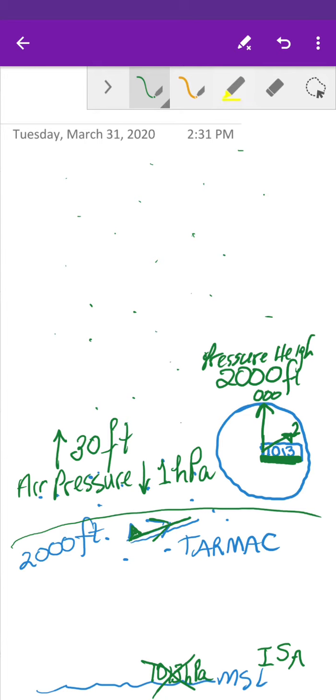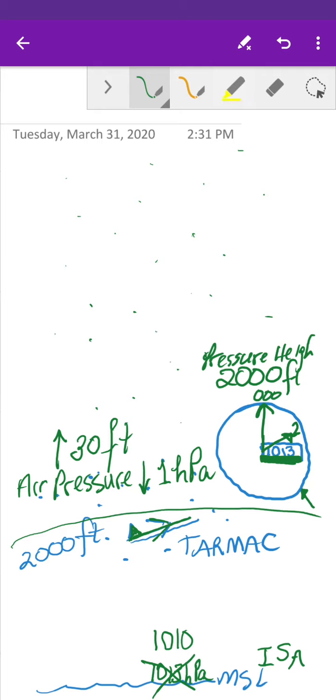So let's say that the pressure at mean sea level is dropping. Let's say it drops by 3 hectopascals. Now the pressure at mean sea level has dropped down to 1,010. Well, what's going to happen on this altimeter in the aircraft?